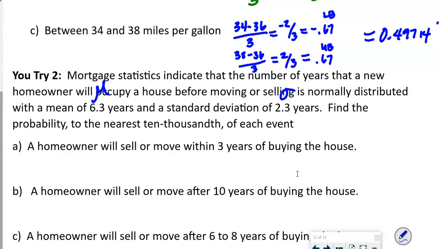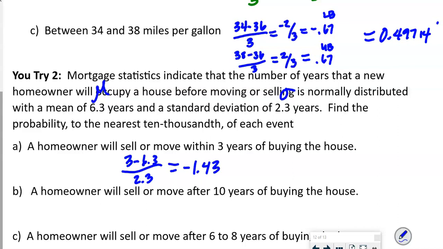So on this one, I'm going to do our 3 minus the 6.3 divided by 2.3, okay? So if I do 3 minus 6.3, and then I divide that by 2.3, I get -1.43, okay? So now the question is, is this going to be an upper bound or a lower bound?